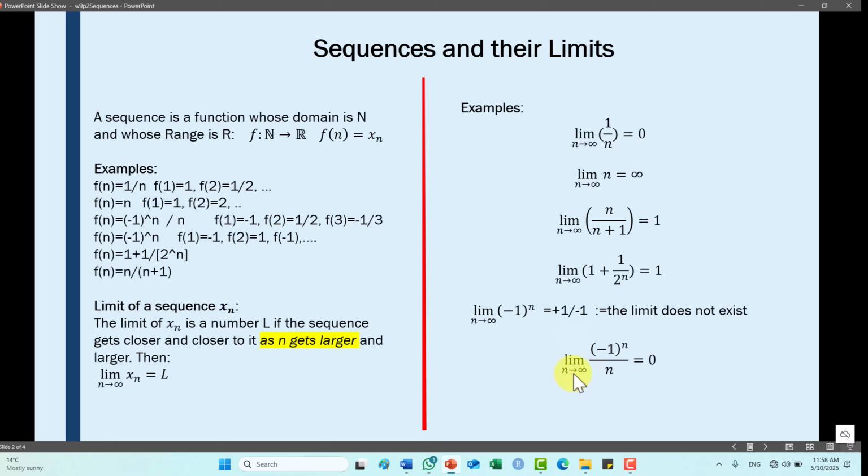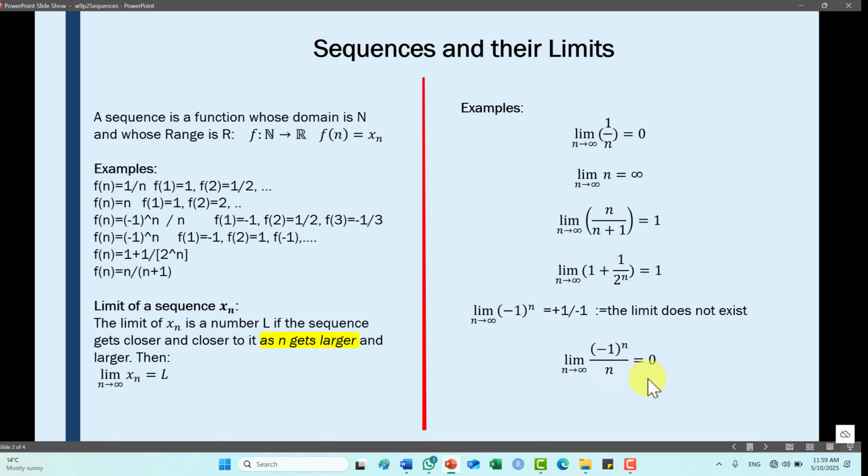Likewise here, minus 1 to the power n divided by n. Again, minus 1 to the power n is either minus 1 or plus 1, doesn't matter, a constant number. But down here in the denominator, we have n, which is getting larger and larger, and a constant number divided by a very large number approaches 0.